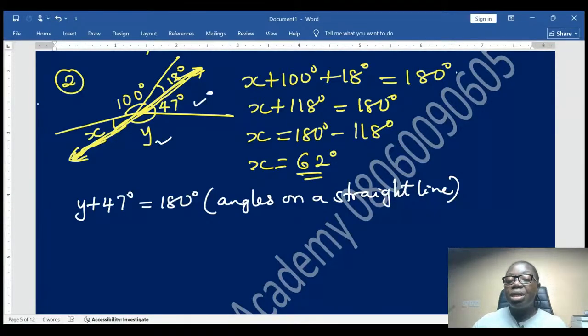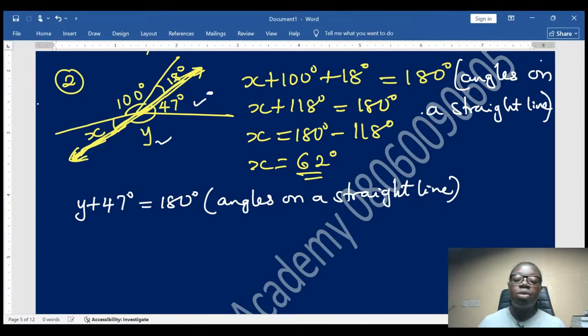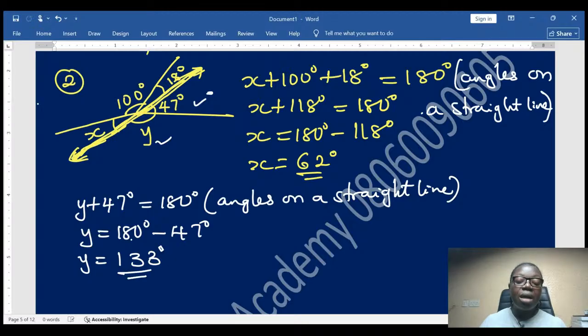The first one that we did also, the reason is angles on a straight line. All right. Since they are straight line angles, they are also supplementary angles, because the two angles sum up to 180 degrees. So we'll subtract 47 from both sides. Y is equal to 180 degrees minus 47 degrees. The answer is 133 degrees. So the missing angle, the angle Y, is 133 degrees.